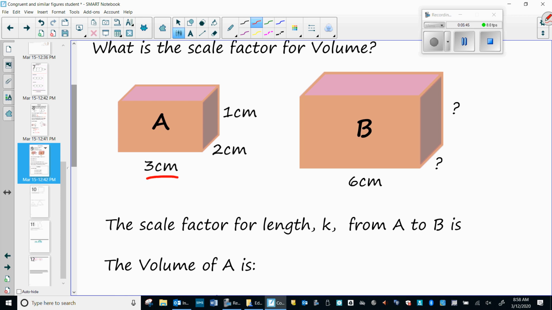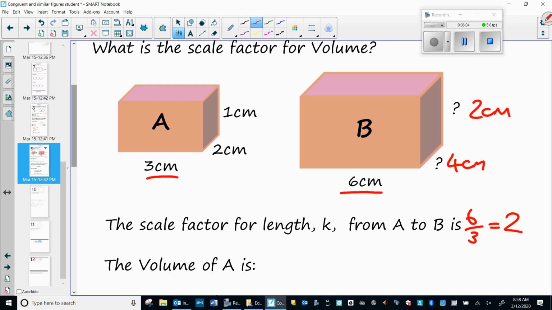Twice? That's 3, that's 6. So our scale factor for length is 2. We need to find our missing length. This measurement here is 2, so what would this one be? 4. And this one was 1, what's this one going to be?